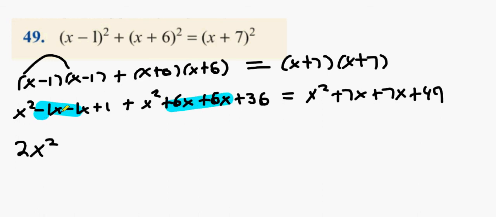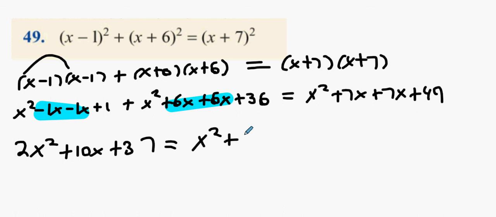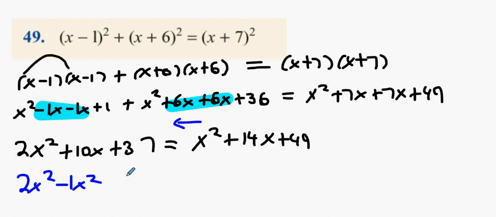12x minus 2x is 10x. 1 plus 36 is 37. That in turn equals x squared plus 14x plus 49. Move it over again. 2x squared, take away 1x squared. 10x, take away 14x. 37, take away 49.